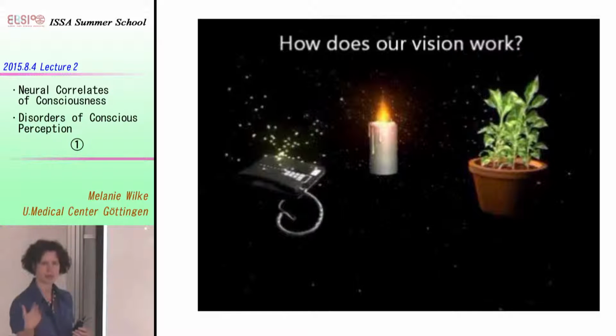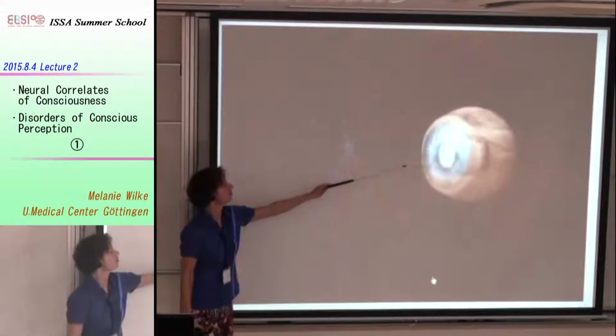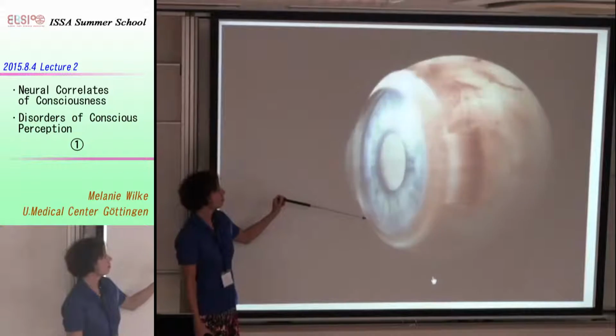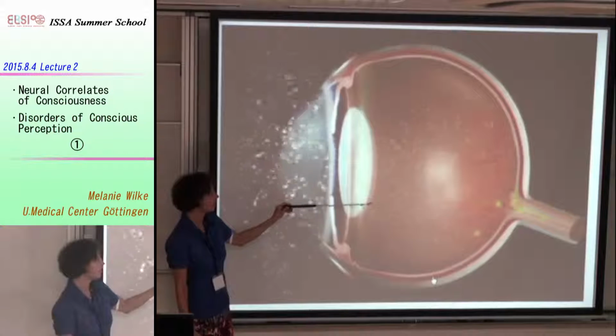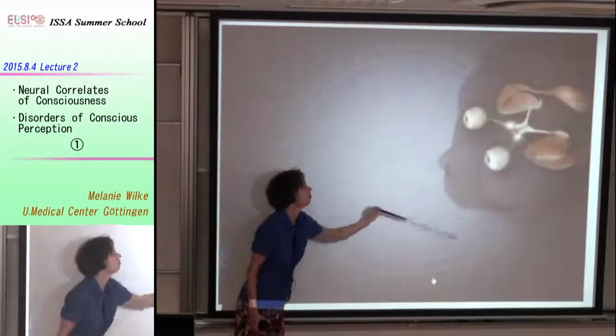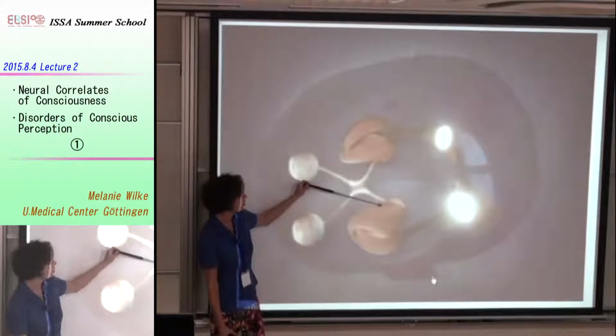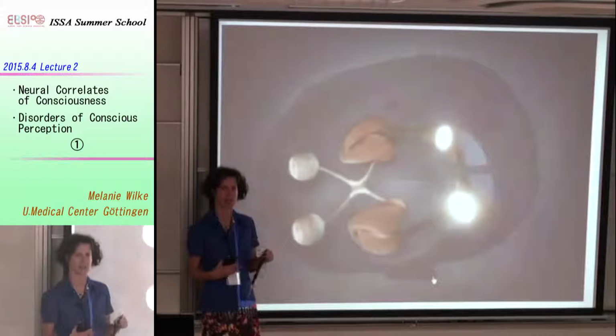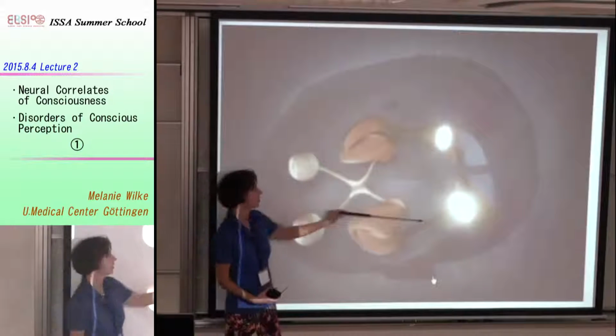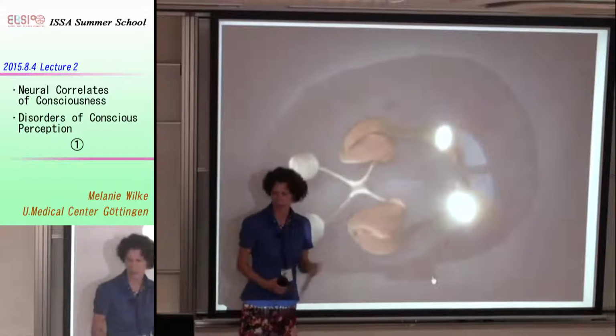So for vision, you need some sort of physical stimulus, right? That's photons, light reflected from the objects. And those photons hit the retina. They are then changed into an electrical signal, which goes along the nerve, and then goes to the first station in the thalamus. It's called the lateral geniculate nucleus. And then the signal is transmitted to the primary visual cortex.